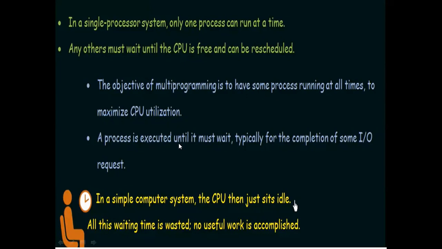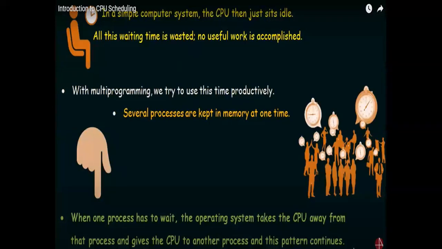A process is executed until it must wait, typically for the completion of some I/O request. If an I/O request is made, the process needs to wait. So in a simple computer system, the CPU just sits idle if an I/O request is made, and the waiting time is wasted. No useful work is performed. So this is the case in a single processor operating system.